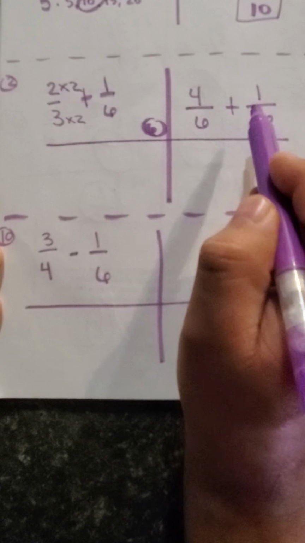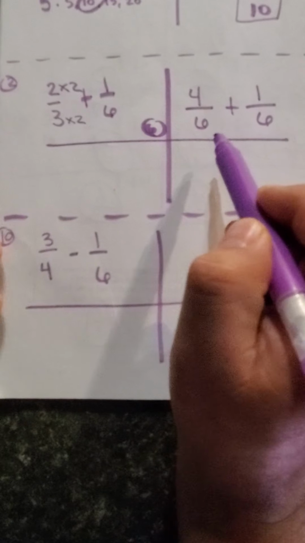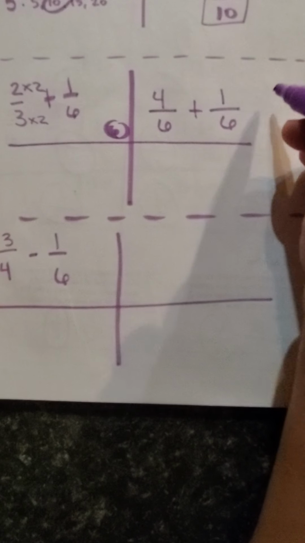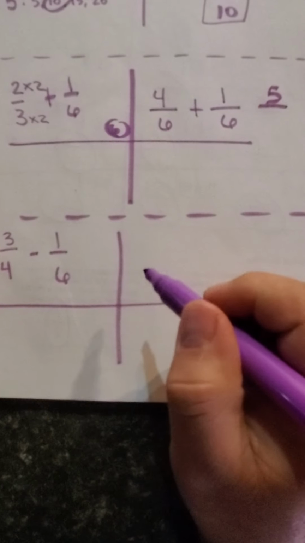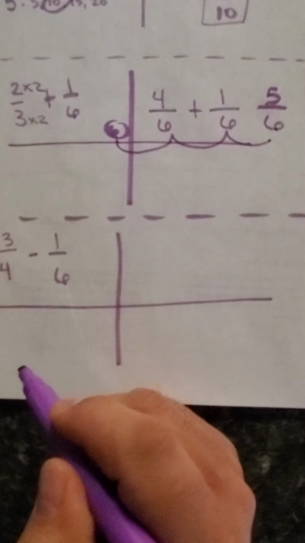You don't have to do anything with it. I don't have to multiply it by anything because it's already a 6. We need our numbers to be a 6, okay? Then 4 plus 1 is 5. I'm not going to do 6 plus 6 is 12. I'm going to stay consistent throughout, and I'm going to get 5/6.